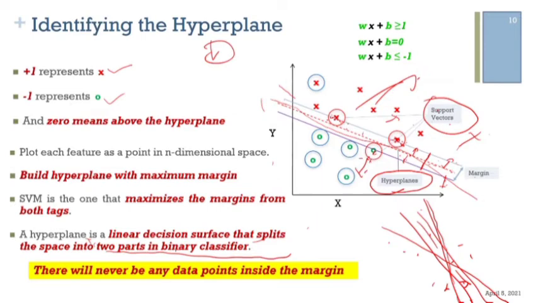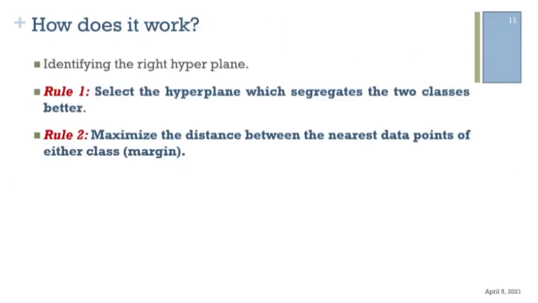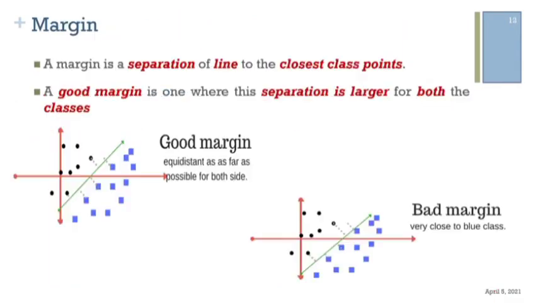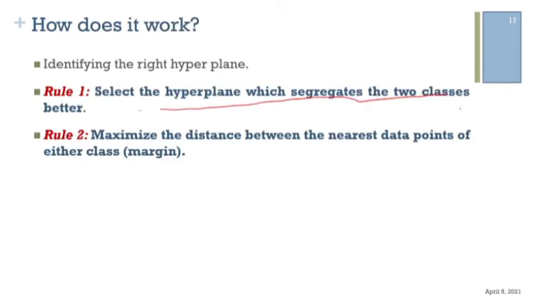Now, how does it work? One, identify the right hyperplane. This is the first step. The rule is to select the hyperplane which segregates the two classes better. That is, what is the hyperplane that segregates the classes better? There could be several possibilities. Then two, you try to maximize the distance between the nearest data point of either class. First of all, select the best hyperplane that can segregate them.